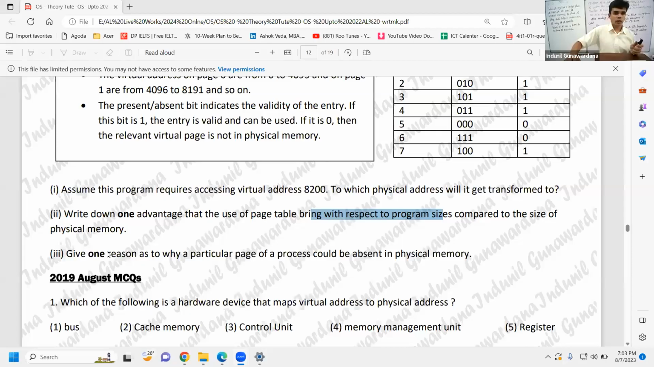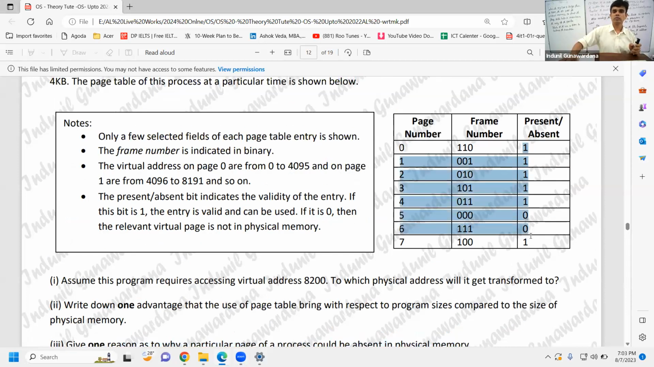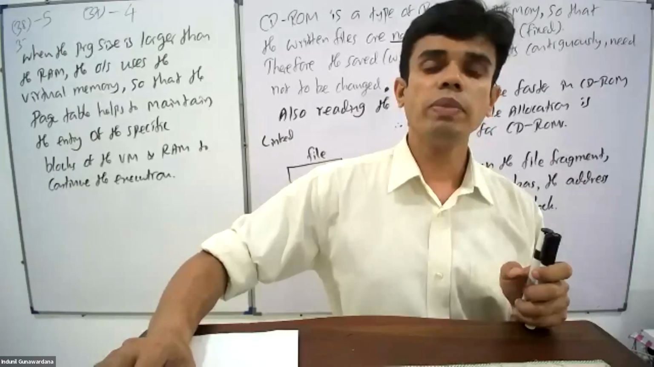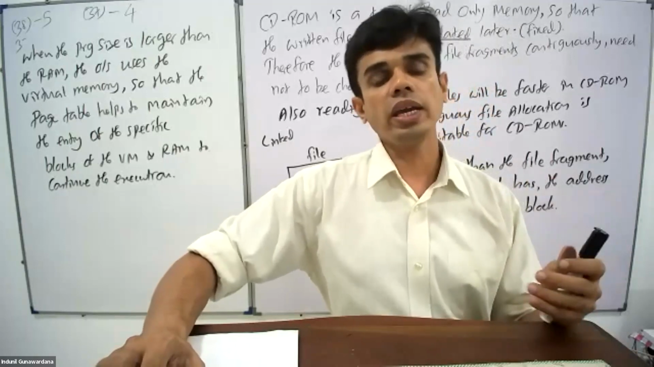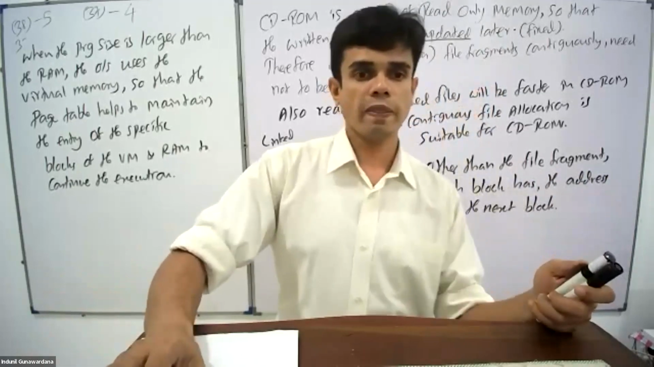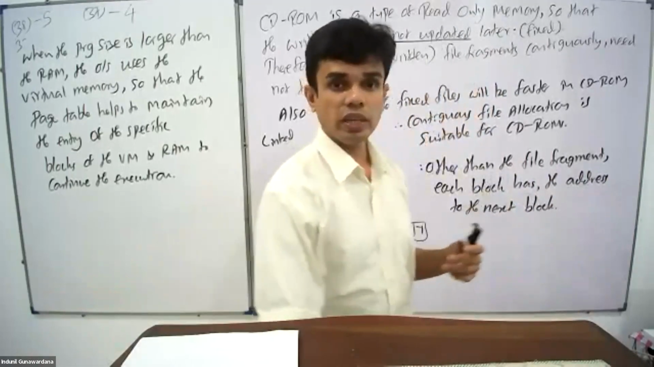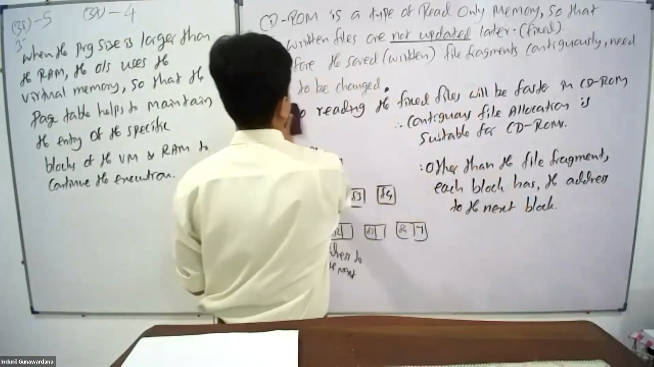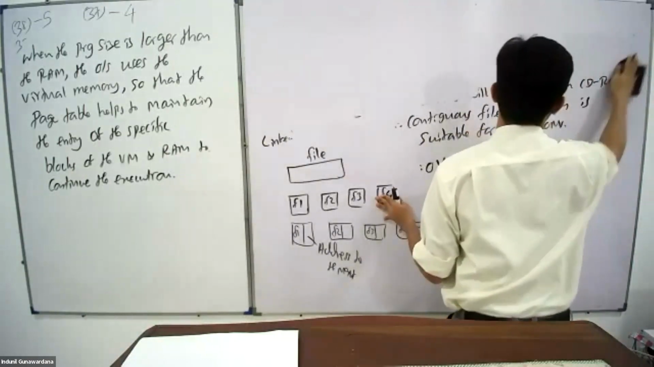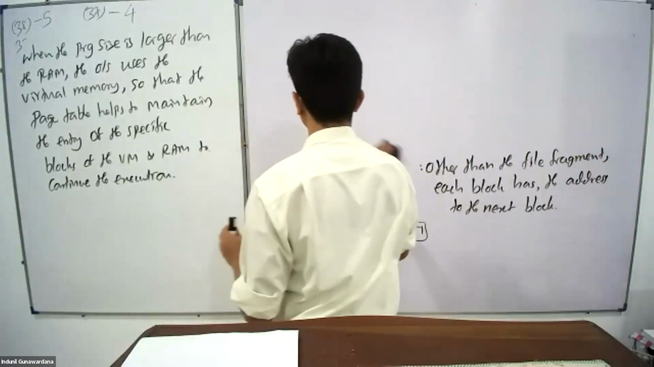Right. Then give one reason as to why a particular range of processes could be absent in physical memory. We did this. Why can processes be absent in the physical memory? So that those blocks may be overwritten by some other processes. So then those blocks are not vacant. Further, that process might have been terminated due to many other factors. So that is not a valid entry.